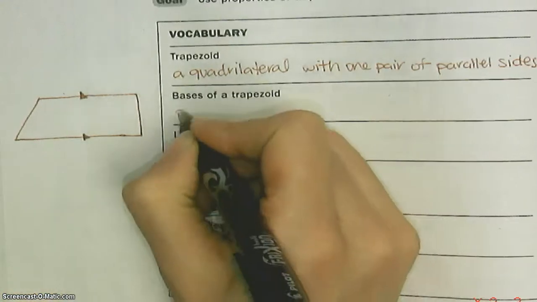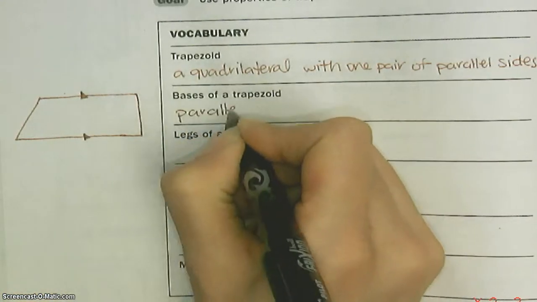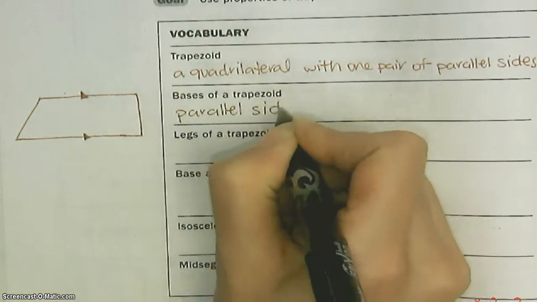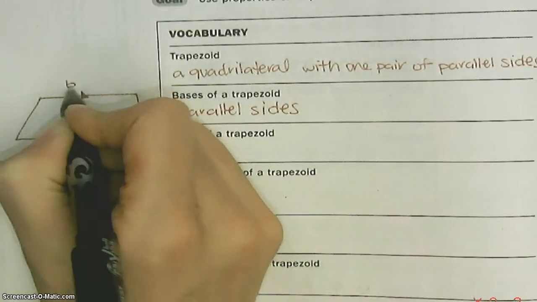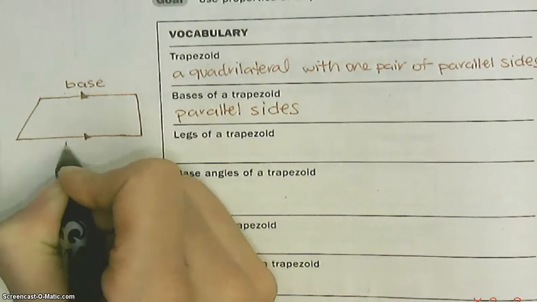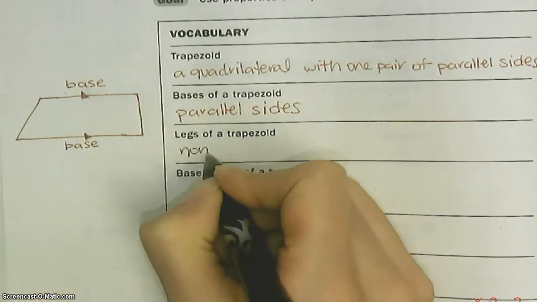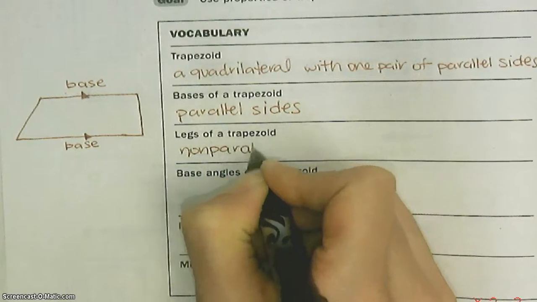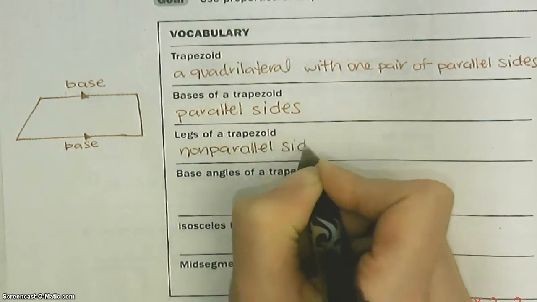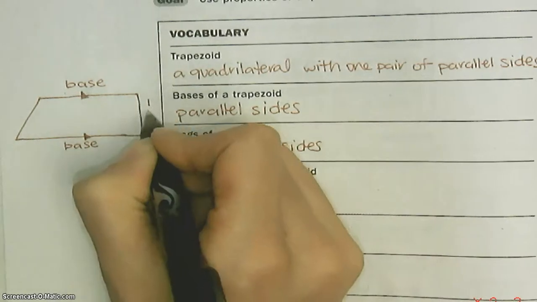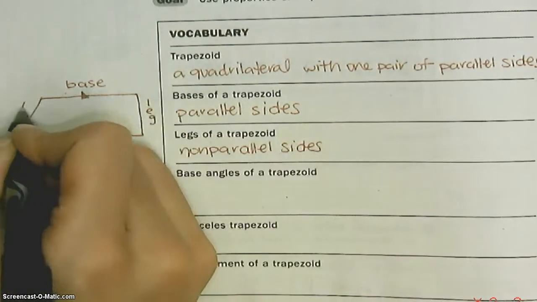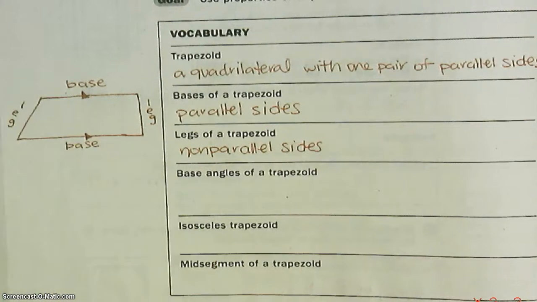The bases are the parallel sides. So I want you to write base and base. The legs are the non-parallel sides. So this is a leg and this is a leg.